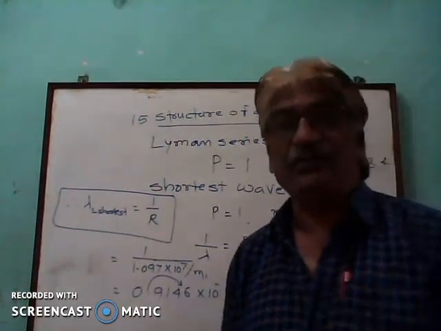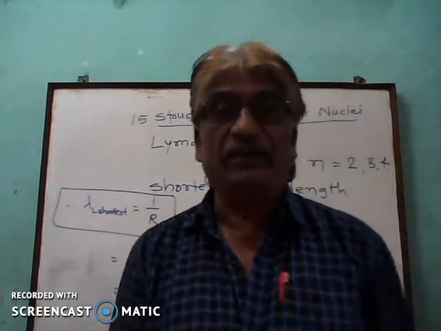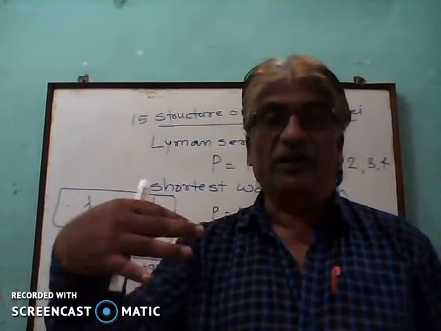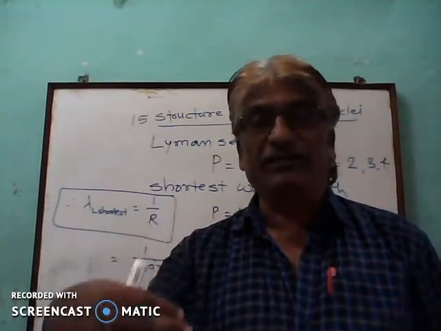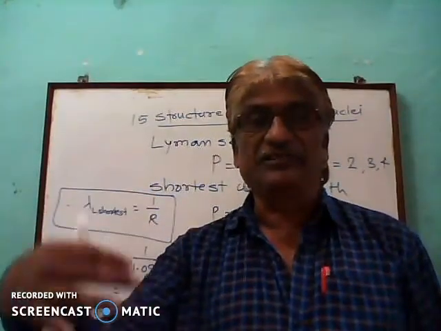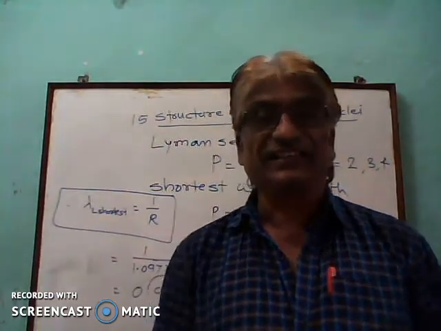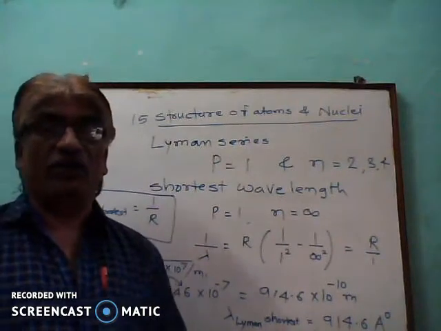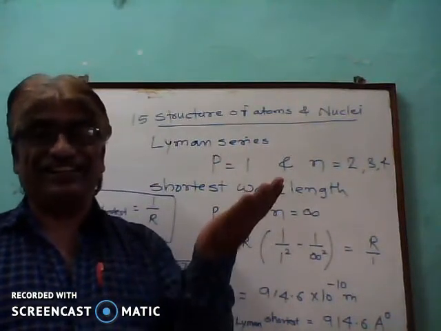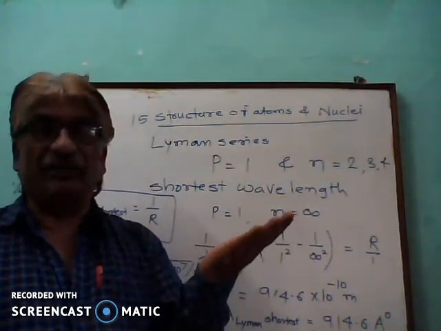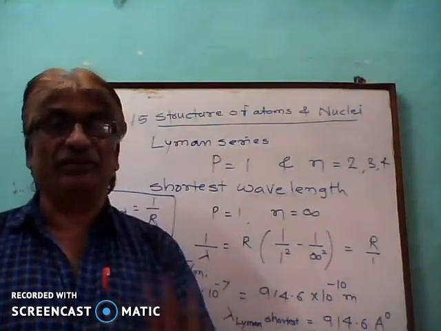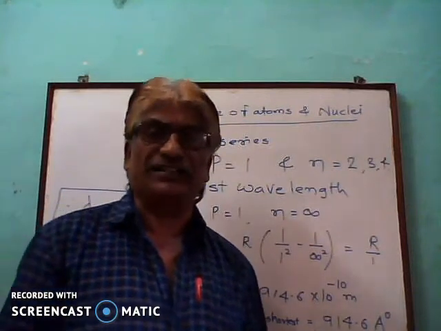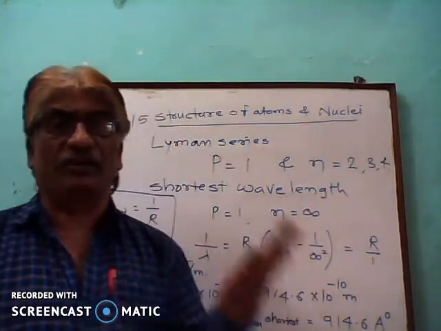Remember that when the number of orbit, or the outer orbit, is increased, n is increased, then wavelength is decreased. Or when wavelength is increased, then n will be decreased. That will be for the Lyman series. A question may be asked: what is the wavelength for the Lyman series?